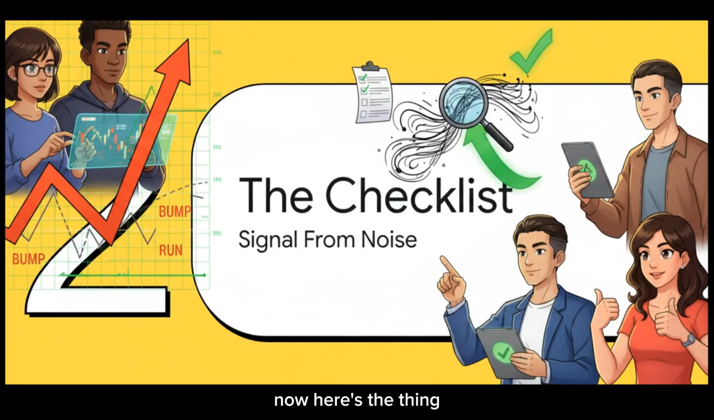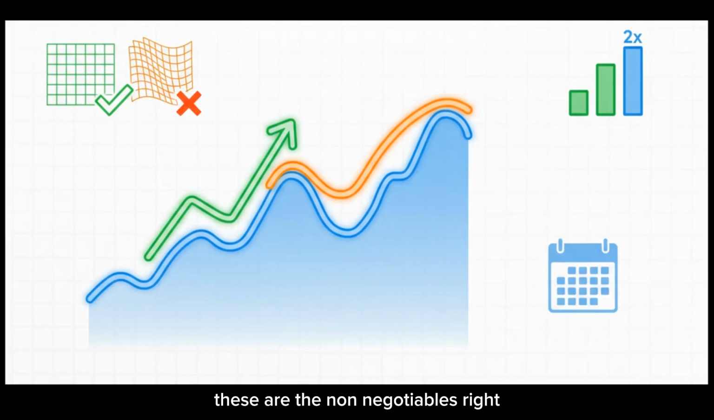Now here's the thing. Not every chart that pops and drops is a real bump and run. There is a very strict checklist you have to follow to identify it correctly. This is how we, as traders, separate a true actionable signal from all the random noise out there. These are the non-negotiables, right? First, you've got to use an arithmetic scale, not a log scale, or you just won't see it properly.